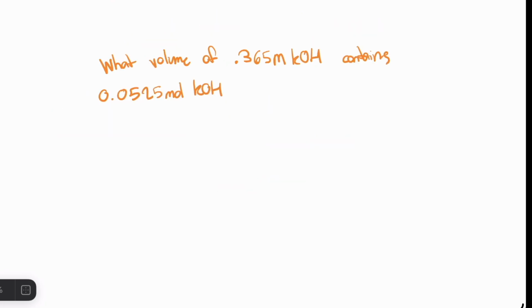This question is asking us what volume of 0.365 molar KOH contains 0.0525 moles of KOH. So this is a similar problem to the last one, except instead of solving for moles, we're solving for volume. We can start with our base equation, capital M equals n over V. This time we're solving for V. So the first step is to get it by itself. Right now we have that n variable in there.